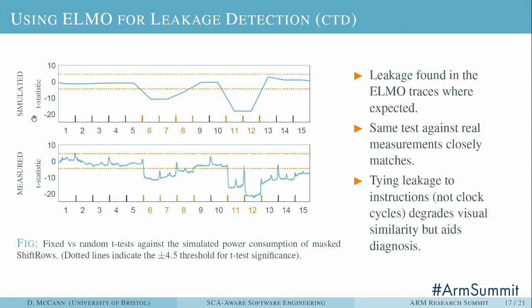This compares our results using Elmo to real-world power traces for exactly the same implementation. The red dotted line there, if it's above or below that, we would consider it leaky. You can see there's a pretty good relationship between the Elmo-generated traces and the real-world traces, which is quite reassuring because that shows us that we're capturing the significant leaks.